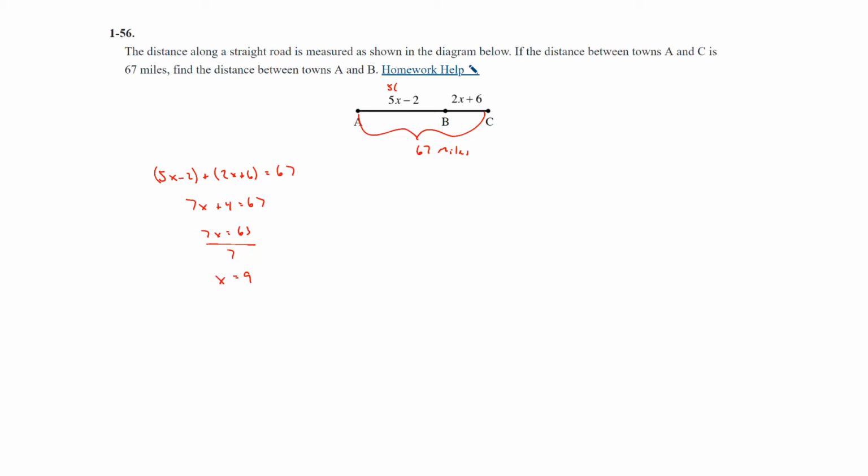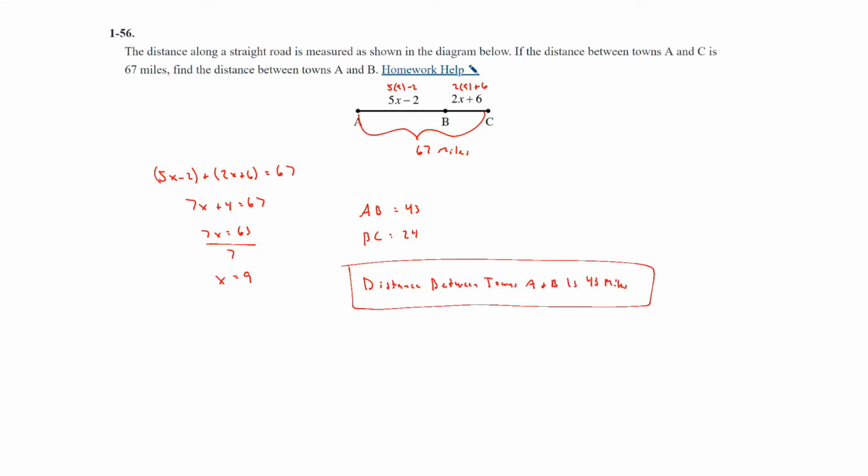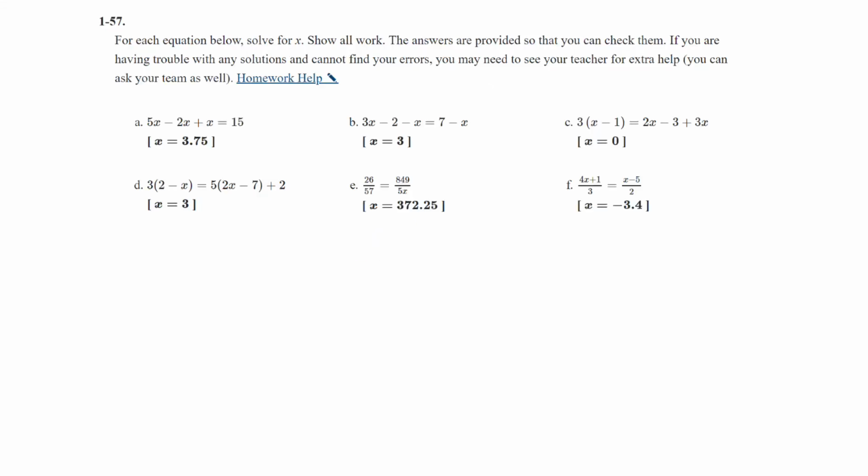So if we plug that in to each of these, that would give us a distance from A and B to equal 45 minus 2 would be 43 miles. And B and C would be 18 plus 6, which would be 24 miles. So find the distance between towns A and B. And that distance is 43 miles. So make sure you answer the question and also label.